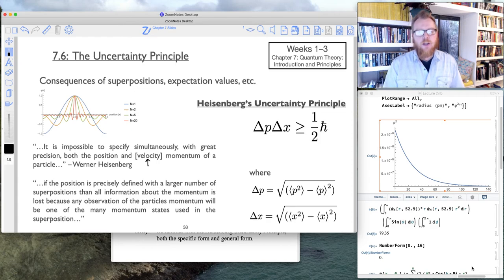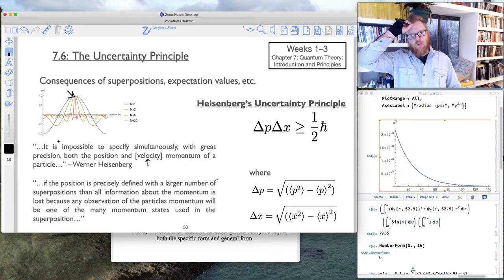So the way I like to describe what's going on with Heisenberg is if we keep adding more and more of these superpositions to get a very precisely defined wave function, we know exactly where the particle is. It's right there. However, we don't know where the particle has been. Think about that for a minute, right?